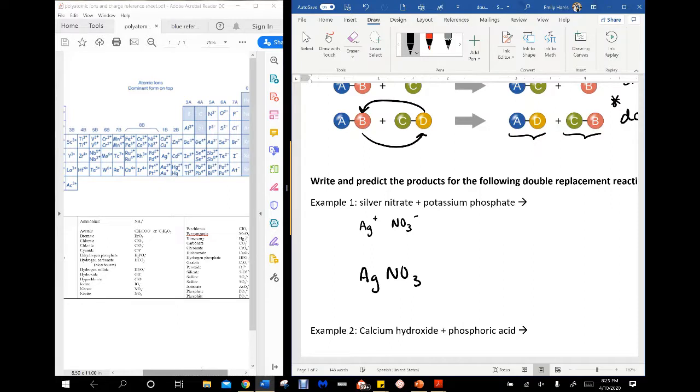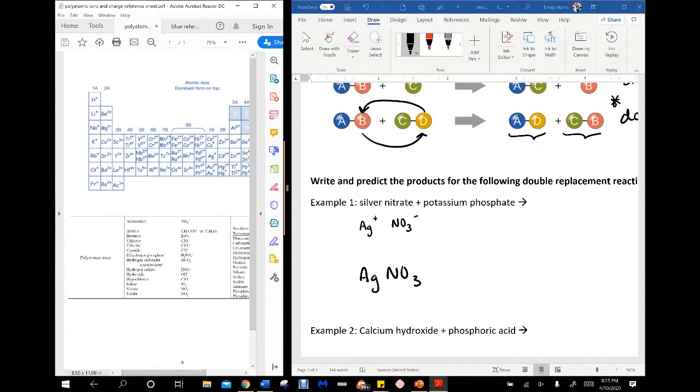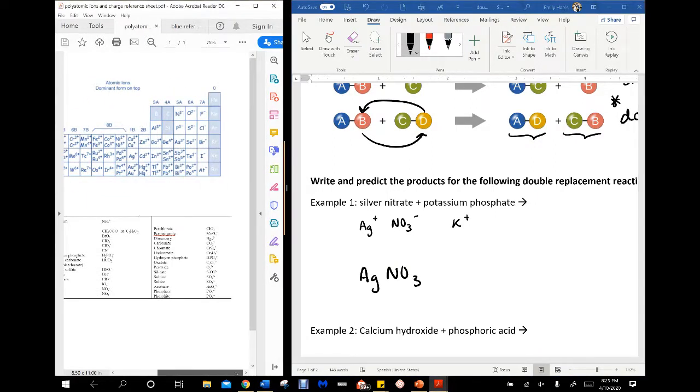Then we write our next compound. Potassium is the symbol K. It has a +1 charge. Phosphate is a polyatomic ion with the symbol PO4 with a 3- charge. Therefore, it's going to take 3 potassiums to match with the phosphate. So those are our 2 reactants.